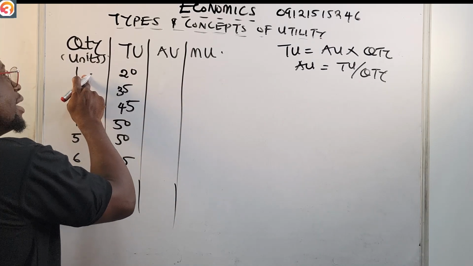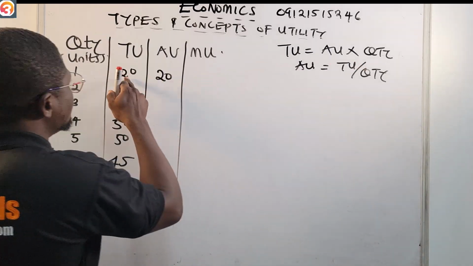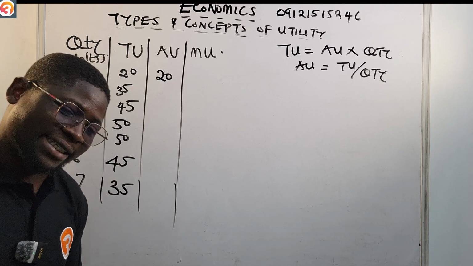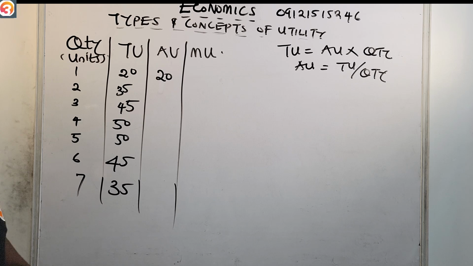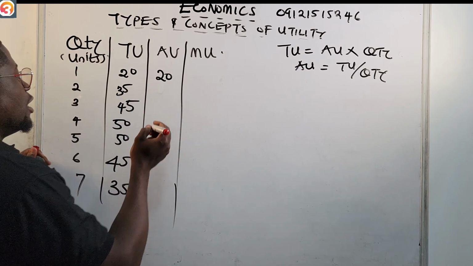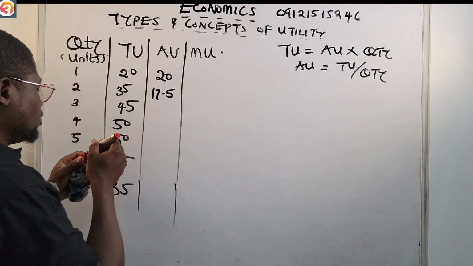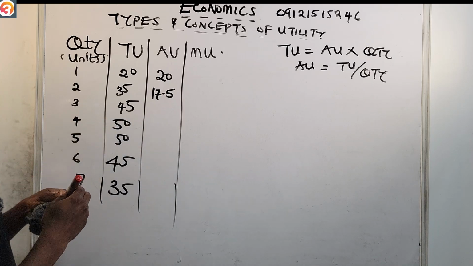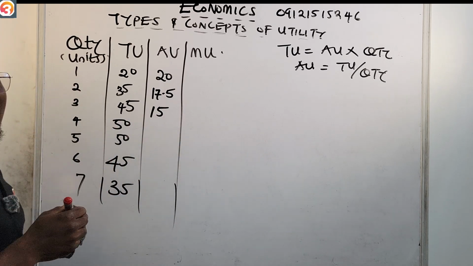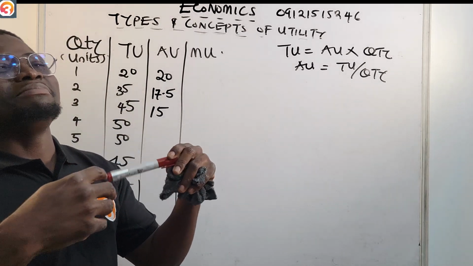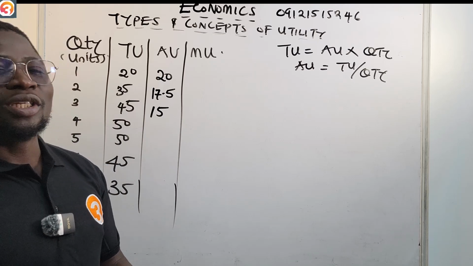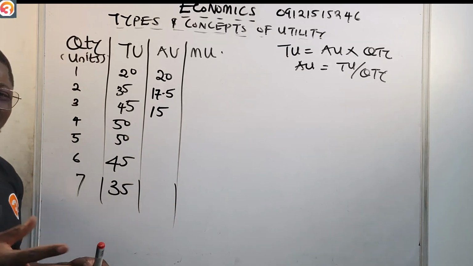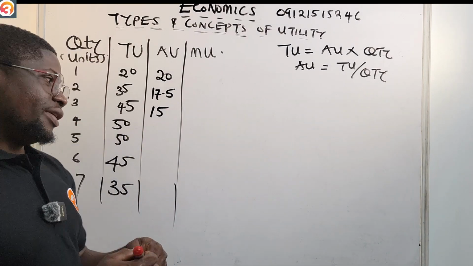For the first one, 20 divided by 1 is 20. Then 35 divided by 2 is 17.5. You can use a calculator. 45 divided by 3 is 15. As an economics student, you must love maths, and all this is supposed to be very easy for you. This is what increases your speed in an exam hall.